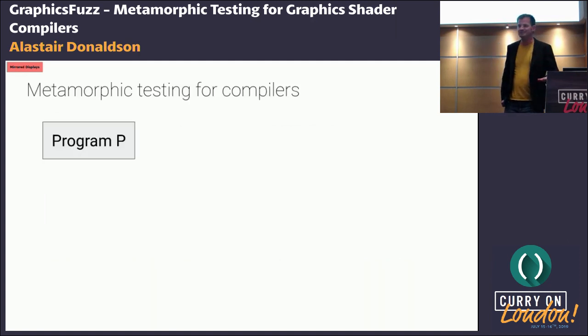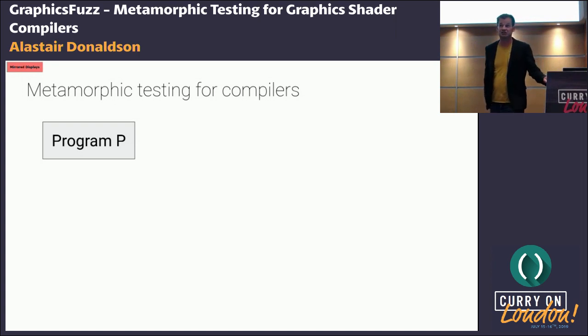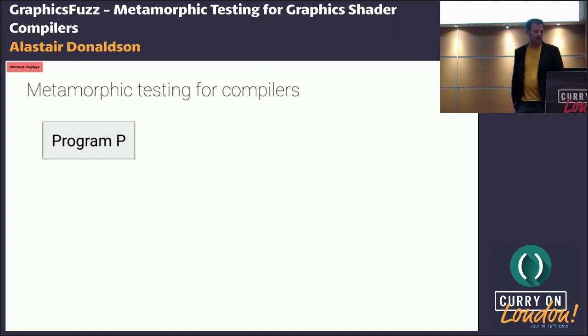So what is metamorphic testing? Well, rather than give you an overview of metamorphic testing in general, I'm going to explain what metamorphic testing is in the context of compilers. It's a pretty simple idea. Let's say we've got a program P, and let's just assume that the program P is a deterministic program, and that it's also free from undefined behavior. So we're not going to have any concurrency that would cause non-determinism, and we're not going to have any, say, null dereferences or out-of-bounds reads if it's a C program.